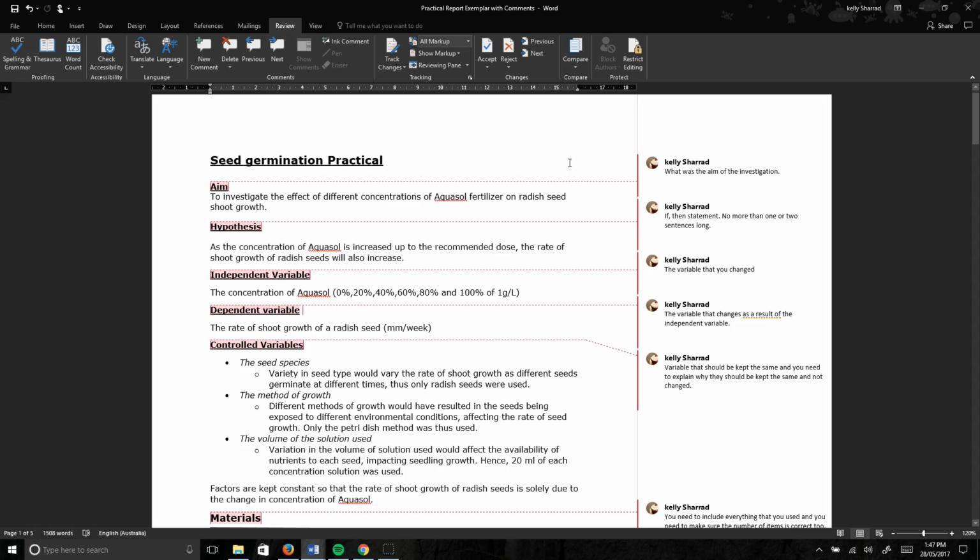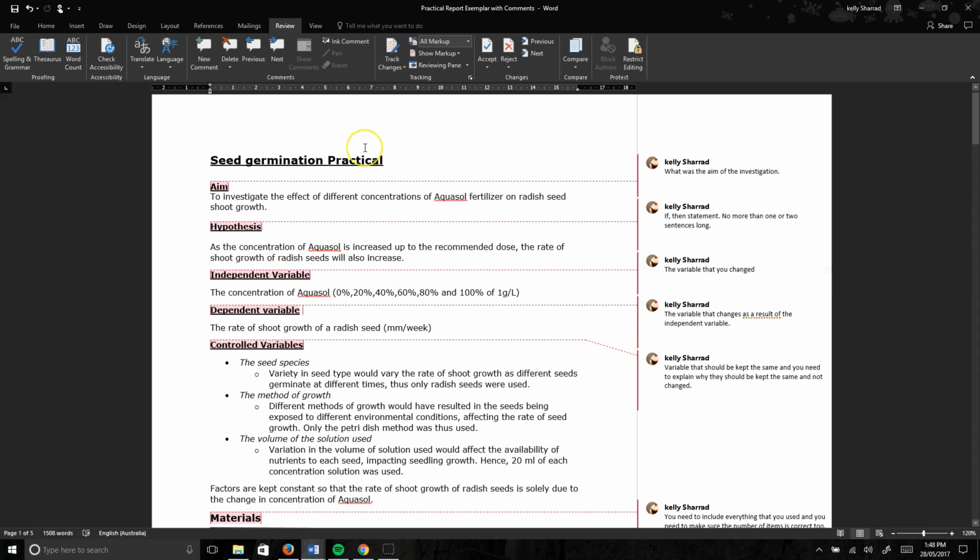What were you trying to determine by looking at whichever rate of osmosis or a limiting factor that you were looking at? You then need to include a hypothesis. Remember that a hypothesis is an if-then statement and should be no more than 1 to 2 sentences long. You then need to include the independent variable.